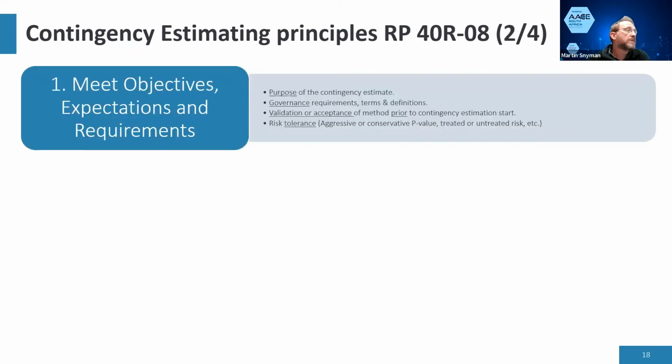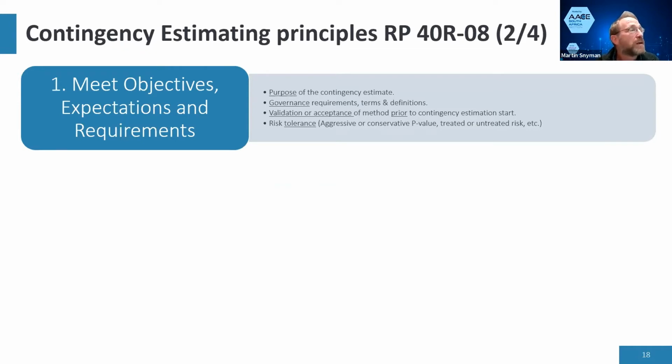Okay, so to meet the objectives, what's the main thing? We need to consider, why are we doing this? Are we doing it for funding release, or are we doing it as a bit of a dipstick test halfway through a FEL 3? We need to understand that, because it will determine what level of effort we need to put in and what method we choose and all those kinds of things.